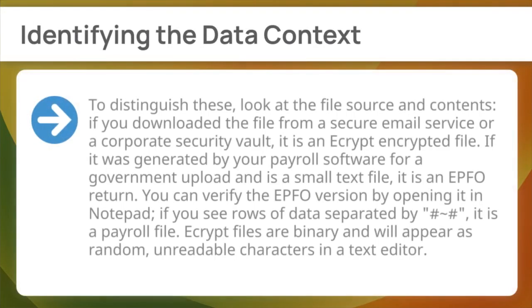First, identifying the data context. To distinguish these, look at the file source and contents. If you downloaded the file from a secure email service or a corporate security vault, it is an Ecrypt encrypted file. If it was generated by your payroll software for a government upload and is a small text file, it is an EPFO return. You can verify the EPFO version by opening it in Notepad. If you see rows of data separated by #~#, it is a payroll file. Ecrypt files are binary and will appear as random, unreadable characters in a text editor.